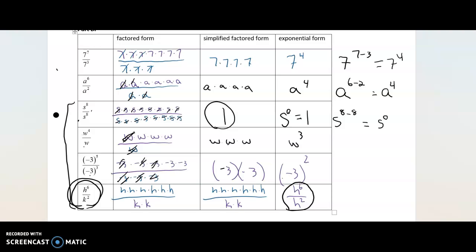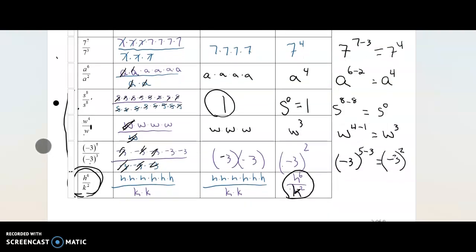W to the 4th over w is the same as saying w to the 4th over w to the 1. That equaled w to the 3rd. 4 minus 3, the subtraction of the exponents, is 3. Negative 3 raised to the 5th over negative 3 raised to the 3rd is negative 3 raised to the 2. The exponents 5 minus 3 equals 2. And then we have no common factors. We cannot combine our answers.